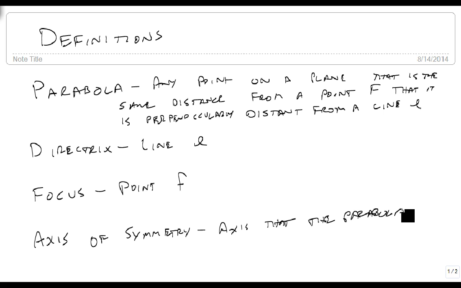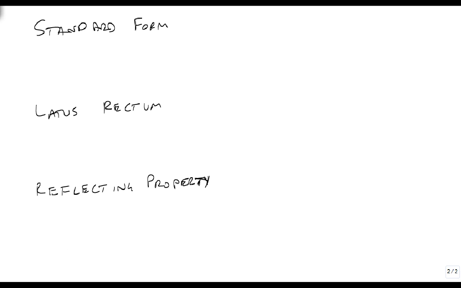So all parabolas are symmetrical, and the axis of symmetry is what it's symmetric over. So if you figure out one half of it, you know the other half as well, as long as you have the halves according to the axis of symmetry.